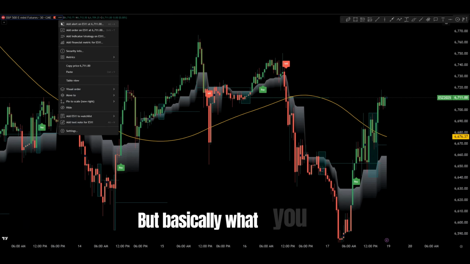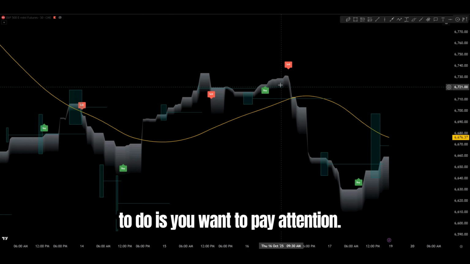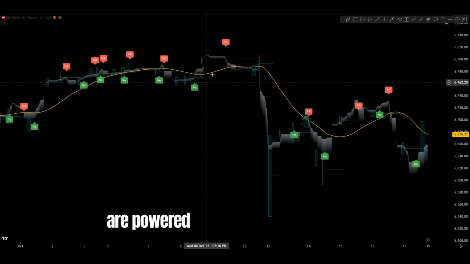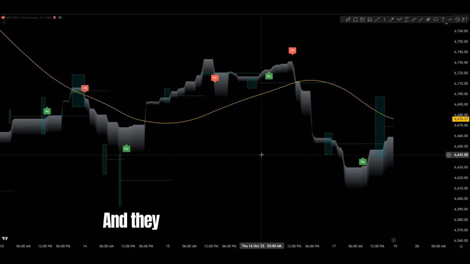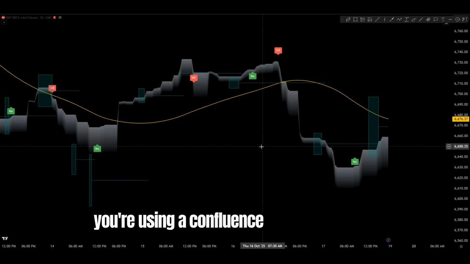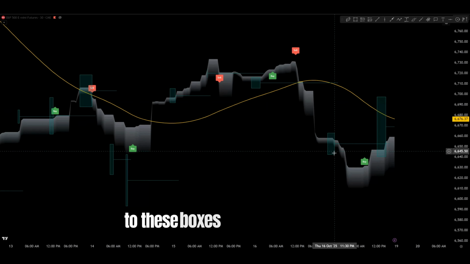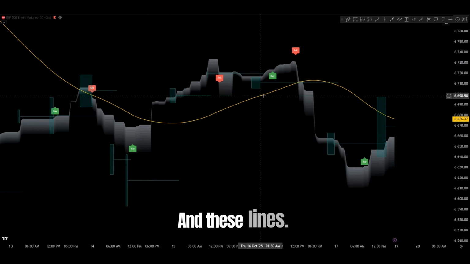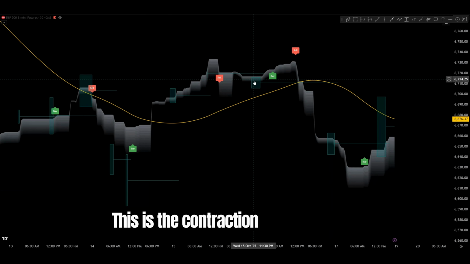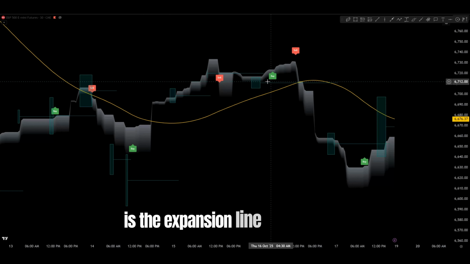But basically, what you want to do is pay attention, and these buy and sell signals are powered by the First Light Beacon, and they're pretty good when you use them in confluence with the zones. But you want to be paying attention to these boxes right here, right? And these lines. This is the contraction area, and this is the expansion line right there.